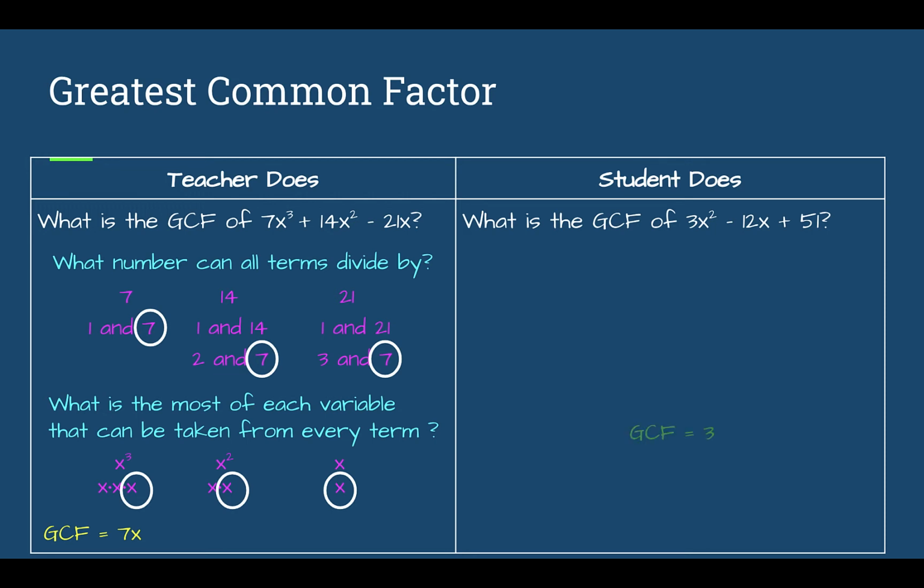Let's check. You should have found the GCF is just 3. The coefficients 3, 12, and 51 all can be divided by 3, but not all terms have an x, so you couldn't take out an x from every term. So there is no variable in our GCF. The only thing we can divide each term by is 3.